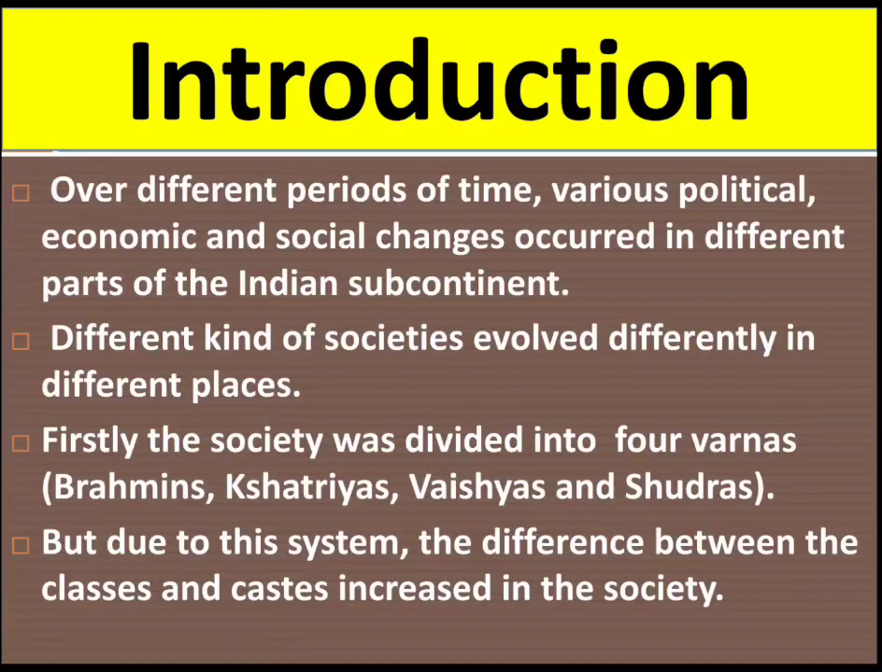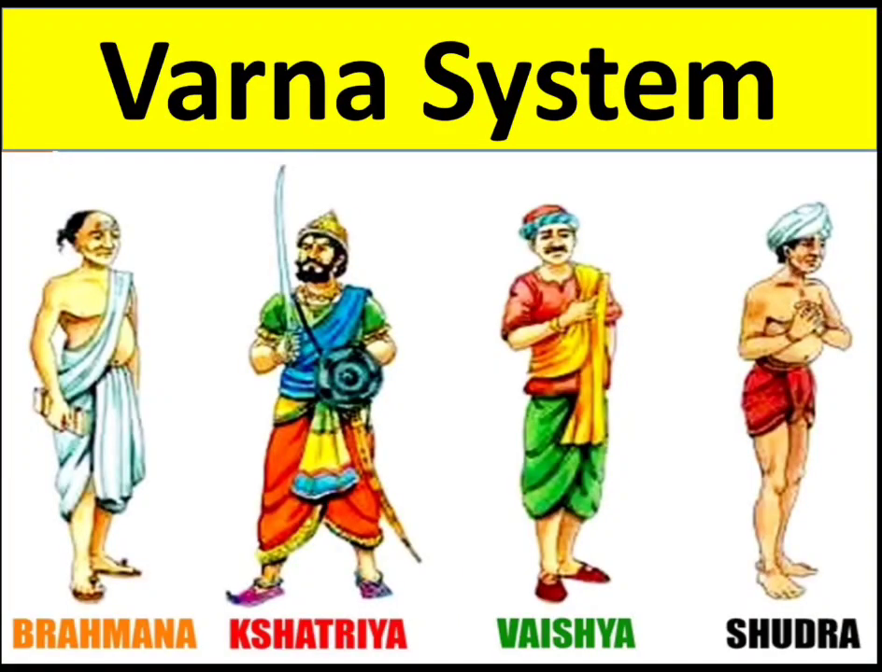The society was divided into a 4 Varna system. First, Brahmins, second, Kshatriyas, third, Vaishyas and the fourth, Shudras. Let's have a look at this Varna system through a picture. First one is the Brahmin, who have the knowledge of texts and Vedas. They were considered the highest Varna in our Indian society. Second is the Kshatriya. They are the warriors who used to fight in the war and protect the people.